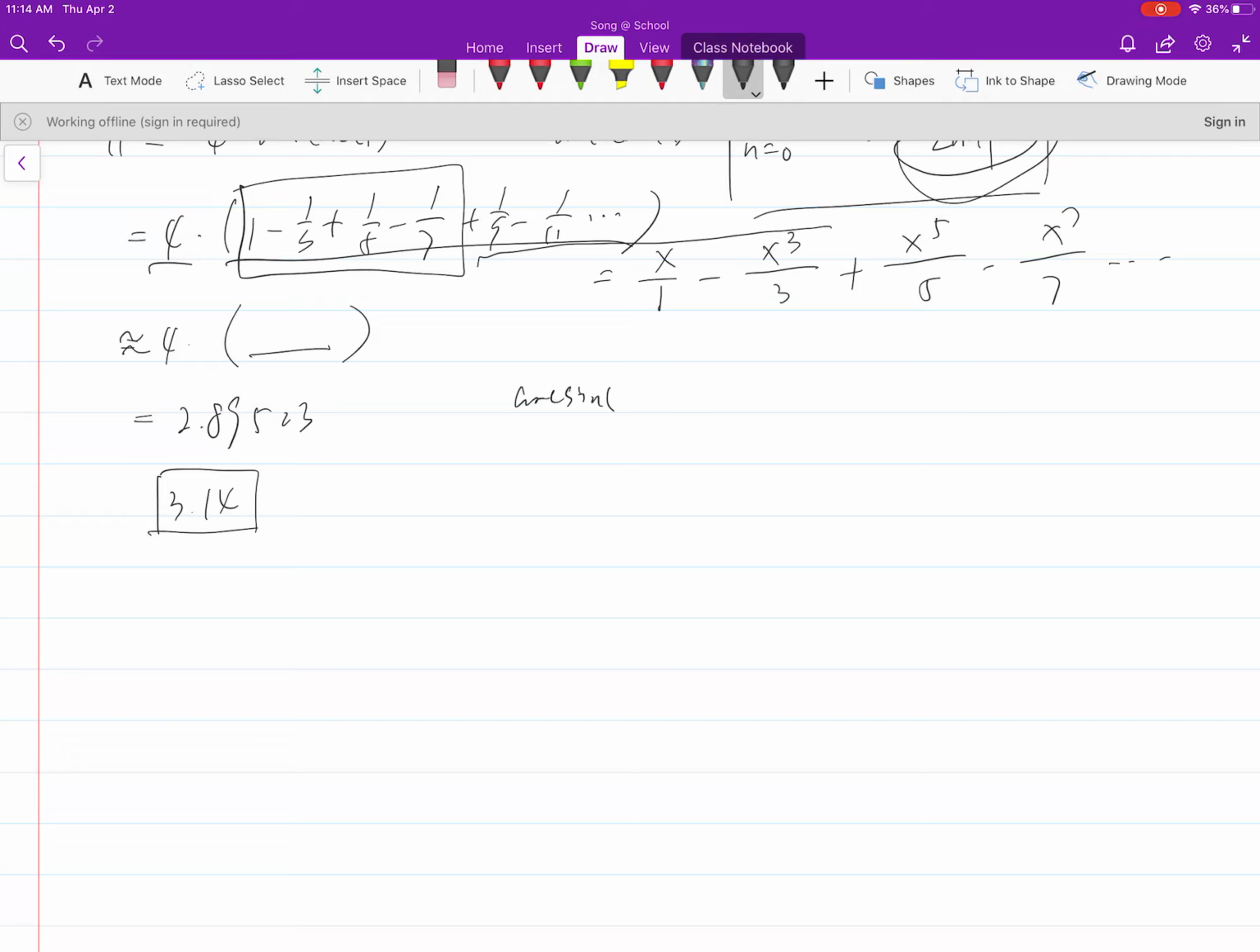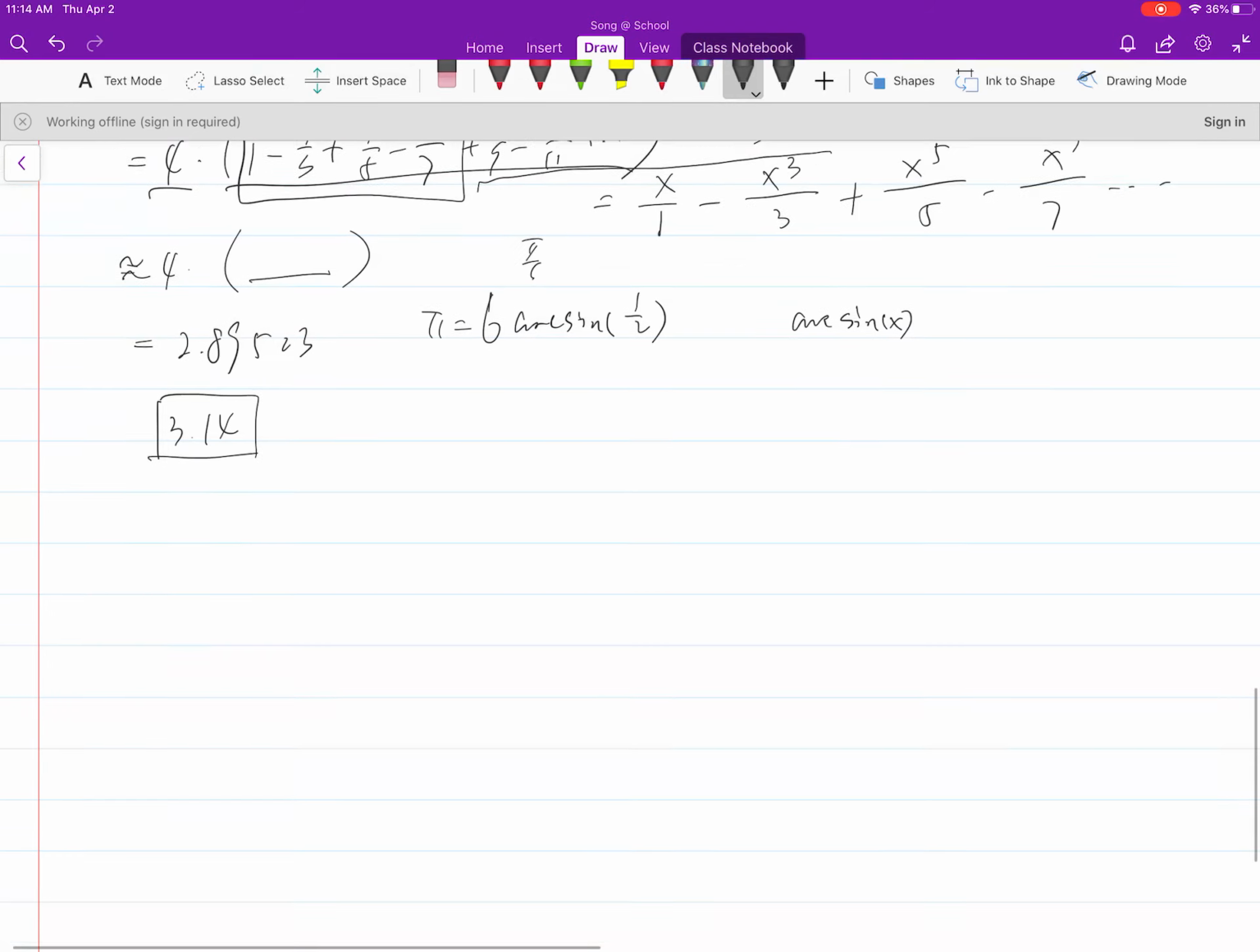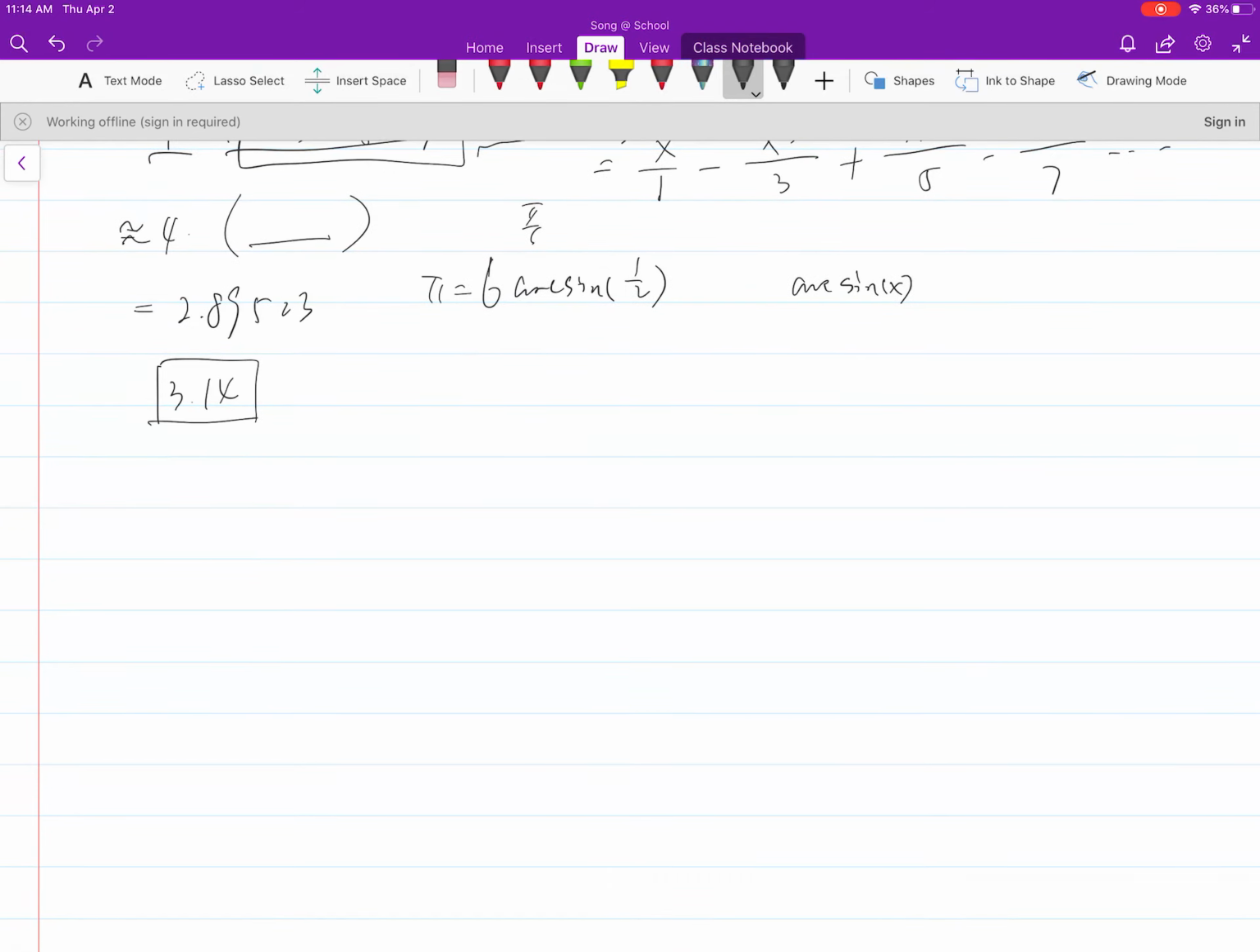Okay? You can also do arcsine 1/2, which gives you pi over 6, right? And then just times 6, you will have pi. This one, you'll need the Taylor expansion of arcsine x. You can also do cosine. You can do all the combinations. I will give you a paper to read. And then you will see actually you have all kinds of ways to do this.